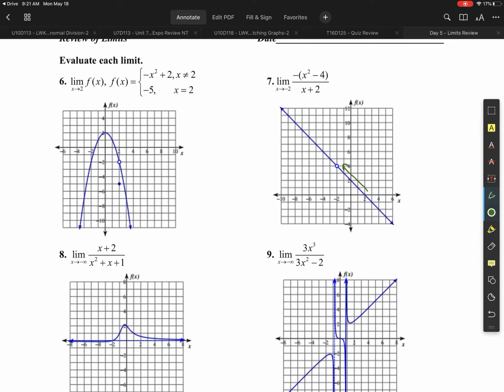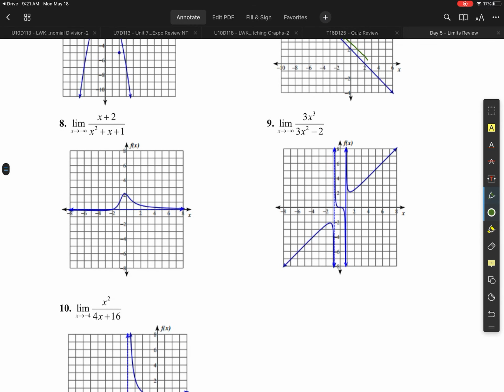That's 7. What's the limit as we approach -2? Coming this way, they merge, join at the exact same number, which is 4.